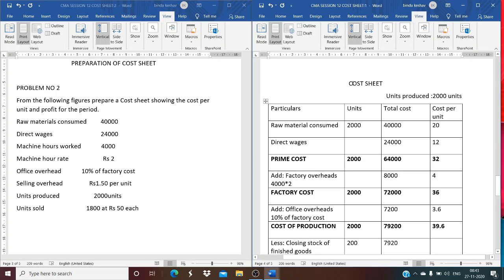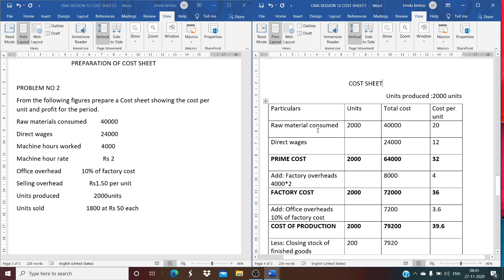Now the format of a cost sheet is given here. The cost sheet for the period is not given. If the period is given, we write cost sheet for the period ending. Units produced, the number of units, 2000 units, and the columns you can see here: particulars, units, total cost and cost per unit.